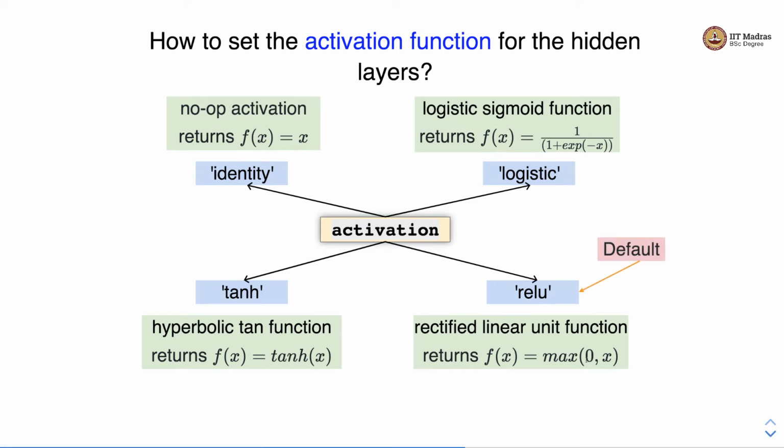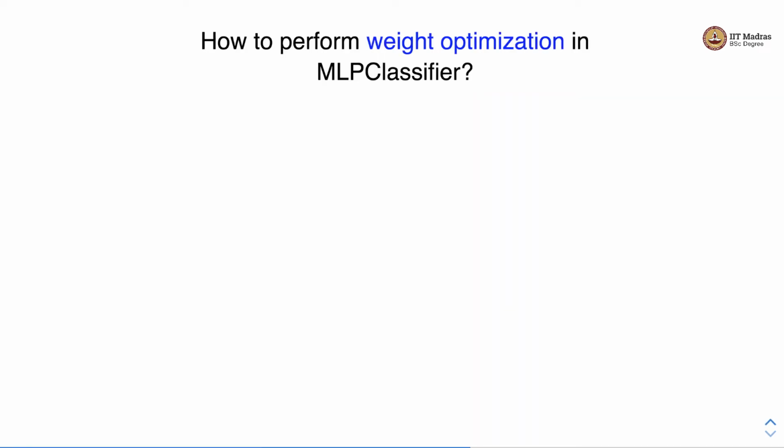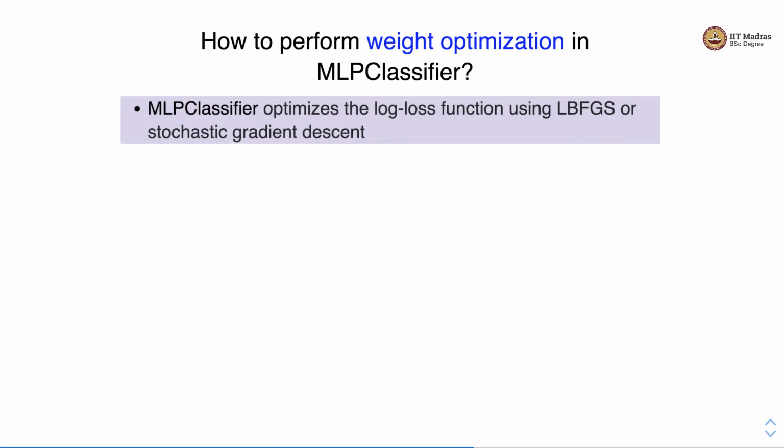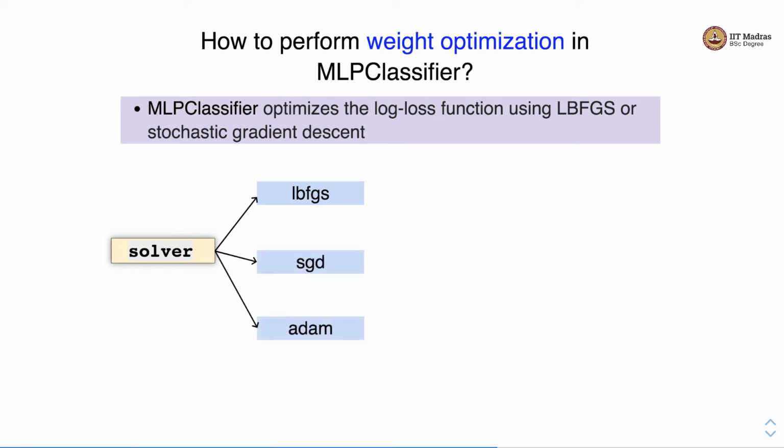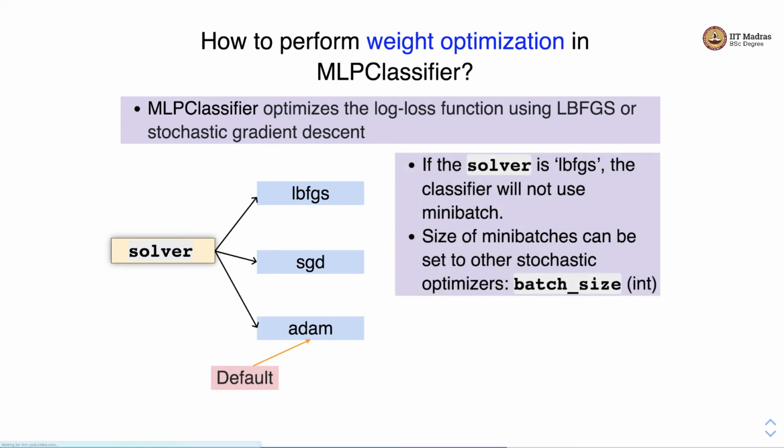ReLU is a default activation function for the hidden layers. Let's see how to perform weight optimization in MLP classifier. MLP classifier optimizes the log loss function using LBFGS or stochastic gradient descent. It can use one of the following solvers. It could be LBFGS, SGD, or ADAM. ADAM is used as a solver by default.